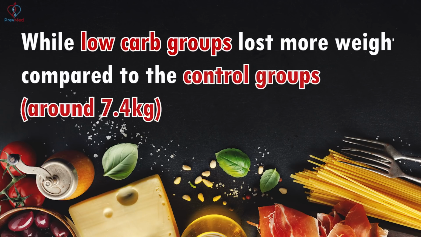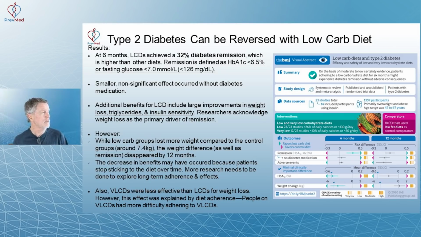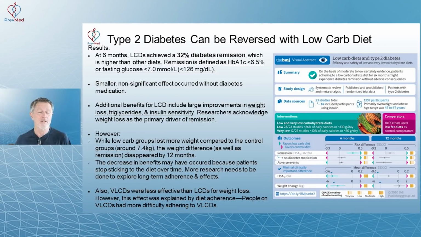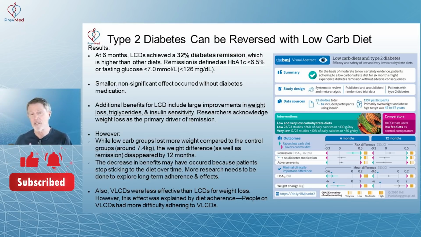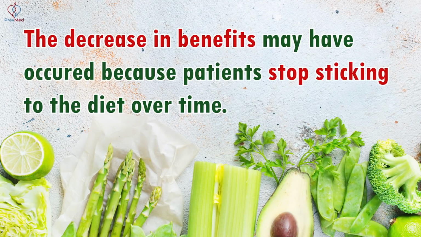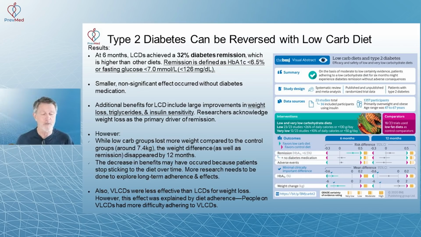However, while low-carb groups lost more weight compared to the control groups, around 7.4 kilograms, so what is that, 15 pounds or more, 20 pounds? The weight difference as well as remission disappeared by 12 months. Remember what we talked about? These are clinical trials. In other words, you're randomized to, okay, for 6 months, I'm going to agree to this diet. They're not committed to making a change in their lifestyle. The decrease in benefits may have occurred because patients stopped sticking to the diet over time. Well, that's what we just said.